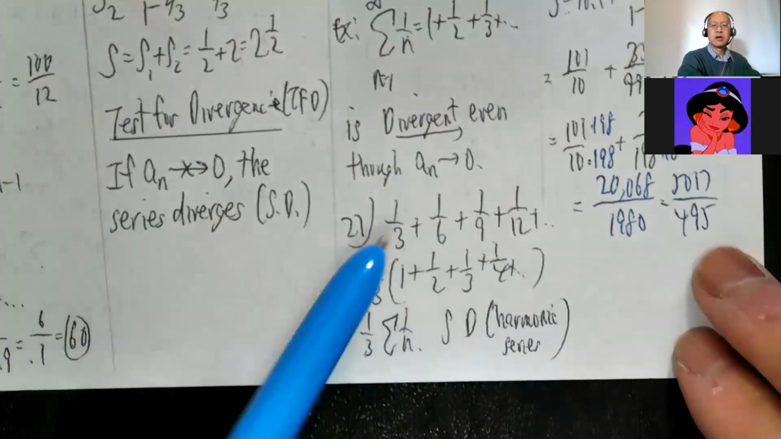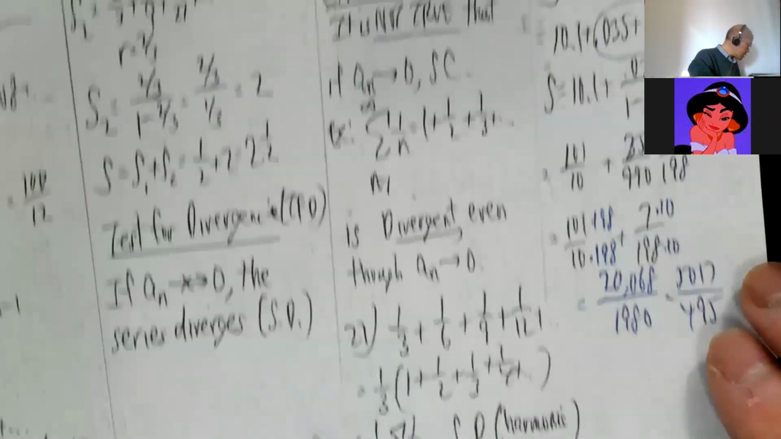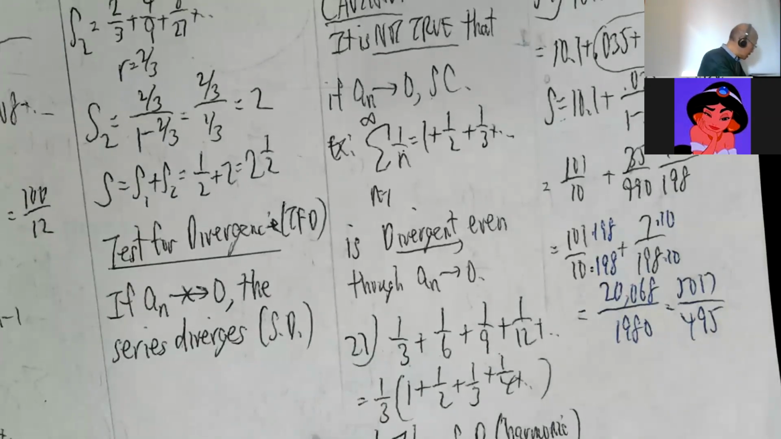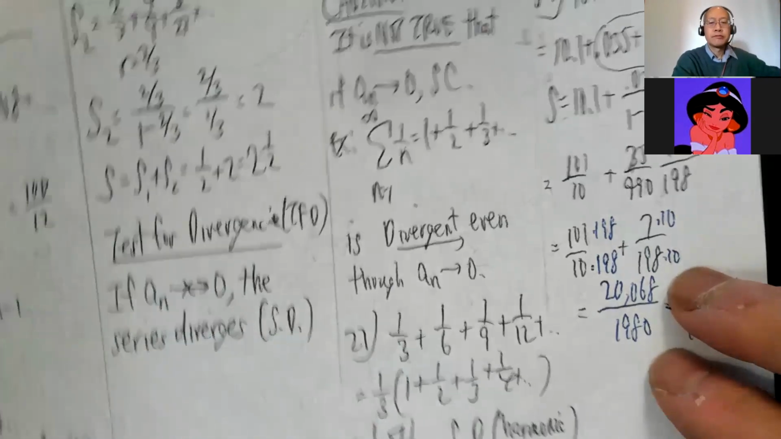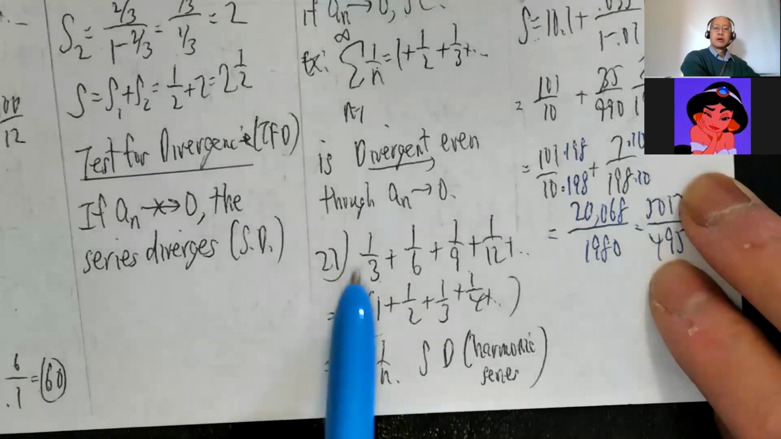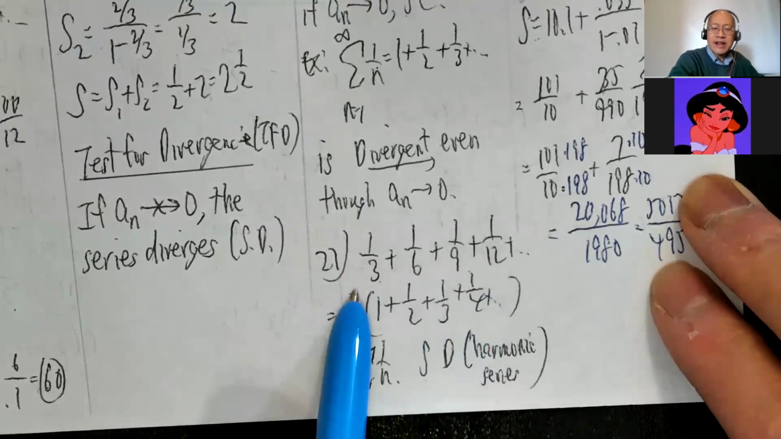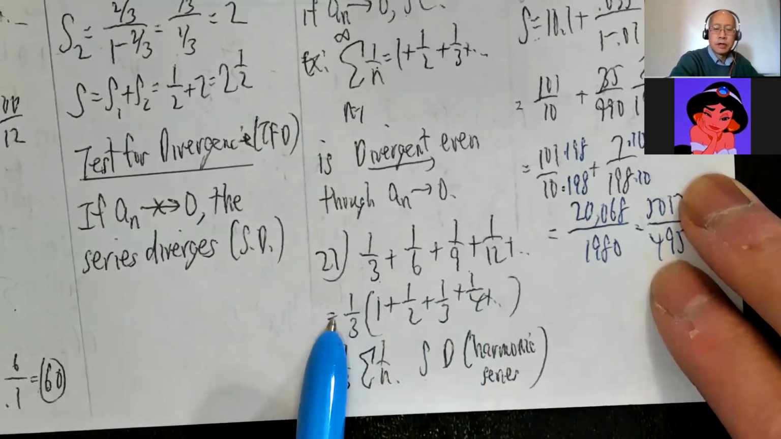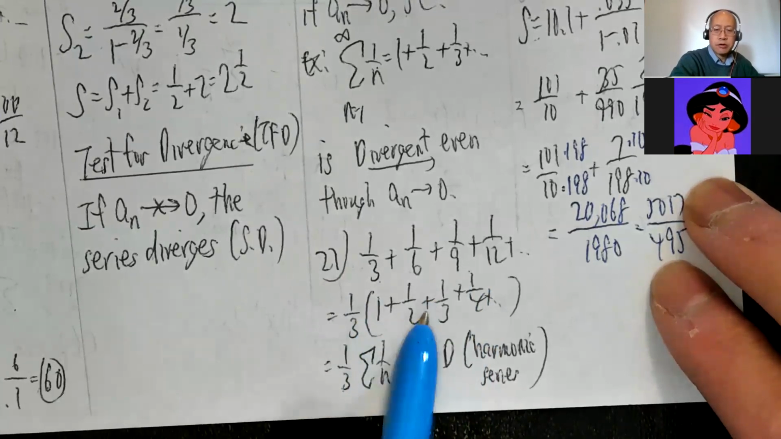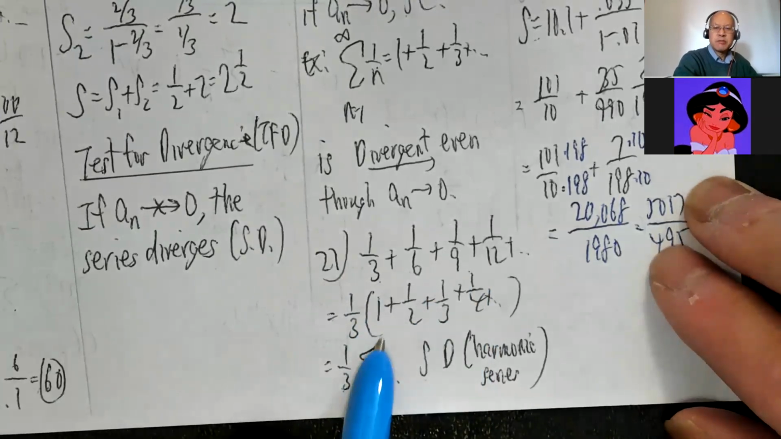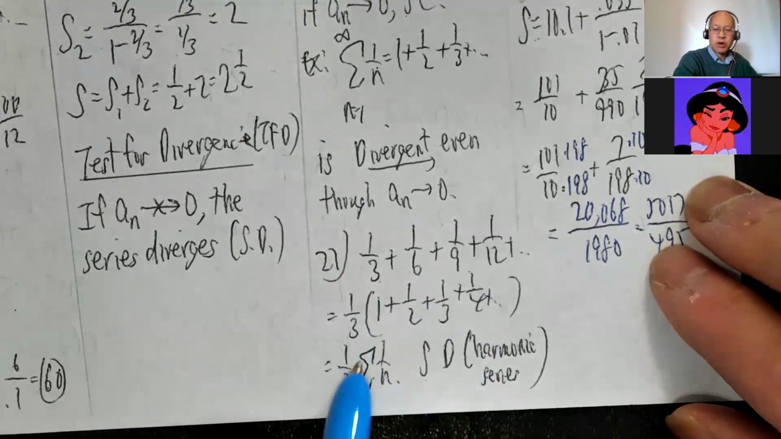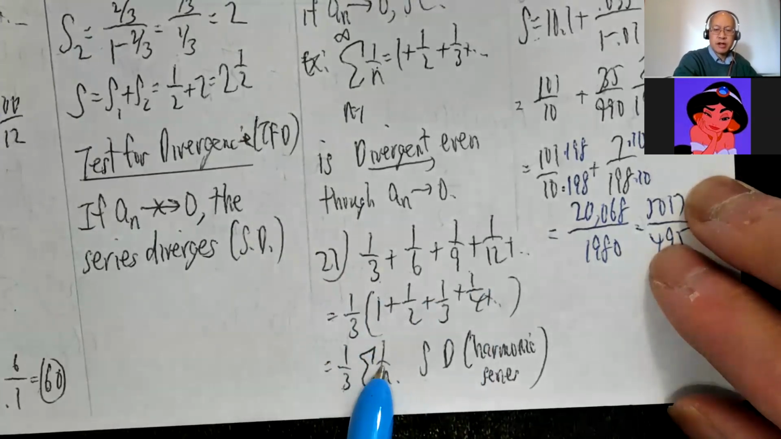Problem 27. I don't think that one was starred. Let me check. Yeah. So is it convergent or divergent? 1/3, 1/6, 1/9, 1/12. If I factor out a 1/3, 1 plus a half plus 1/3 plus 1/4, this is my harmonic series. So 1/3 times the summation of 1 over n.